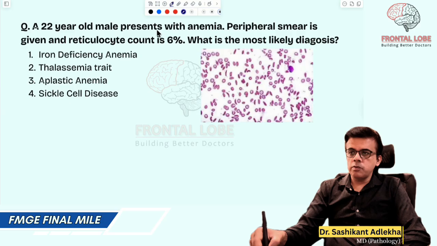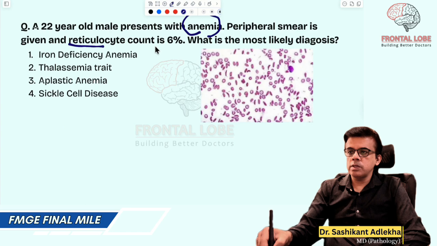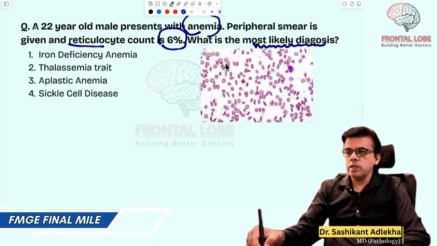A 22-year-old male presents with anemia. So anemia is classical. Peripheral smear is given and reticulocyte count is 6%. What is the most likely diagnosis? It is asking what is the most likely diagnosis. So these are the options. So here you can see in the image, the cells are exceedingly small, and here you can see some target cells.